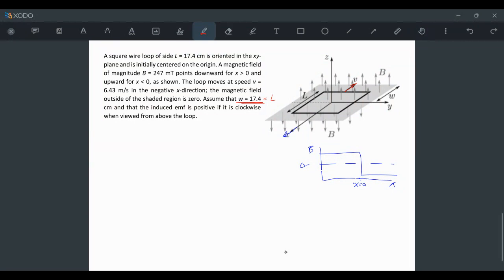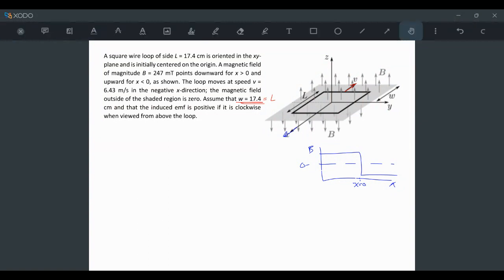And all this really means is that the region of magnetic field is sufficiently big that it fully encapsulates the loop. The loop would have to move by a distance of beyond L to get outside of this region. So for the purpose of our problem, we don't need to worry about the loop leaving the region of magnetic field.